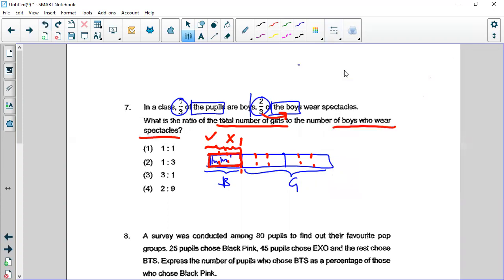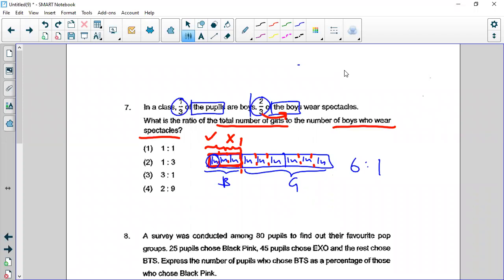What do you call the boxes? They are the same. You call them units. So how many units of girls are there? There are 6 units of girls. And how many boys wear spectacles? You count. There is only 1 unit. Okay, 1 unit of boys who wear spectacles. So 6. Oh, there's no answer there. What is the ratio of the total girls to the boys who wear spectacles?